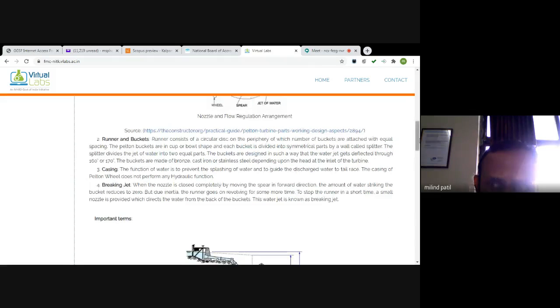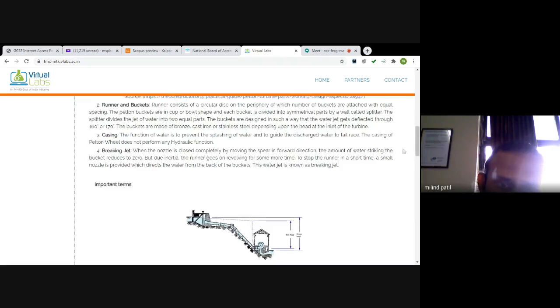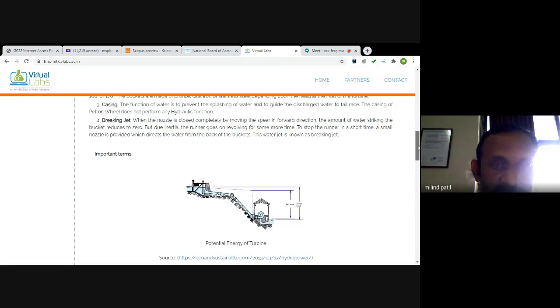Casing doesn't have any specific hydraulic function. The provision is made only for avoiding splashing of water. Casing will definitely have a very important hydraulic function, but in the case of a reaction turbine and not in the case of an impulse turbine. Pelton is an impulse turbine. Braking jet.